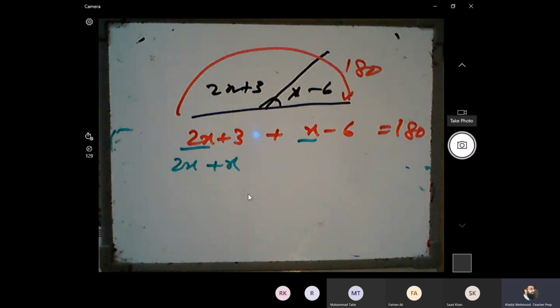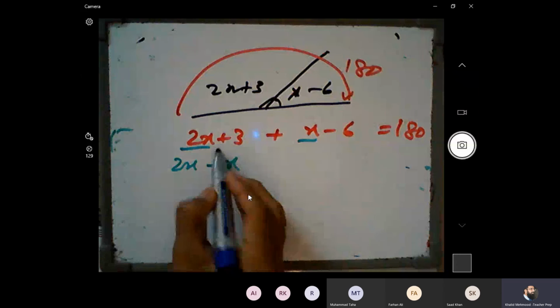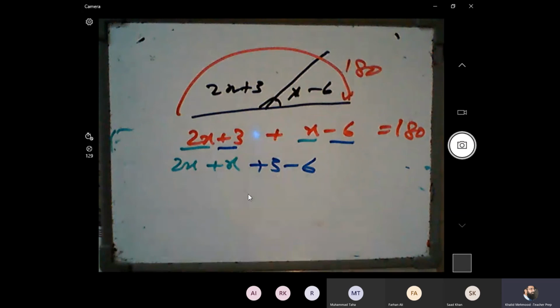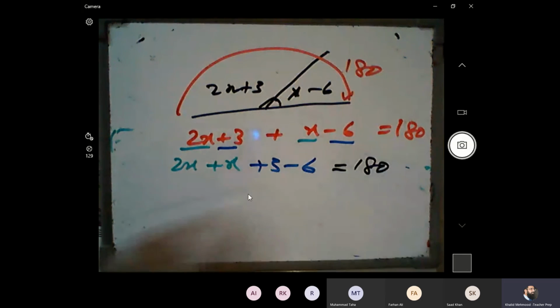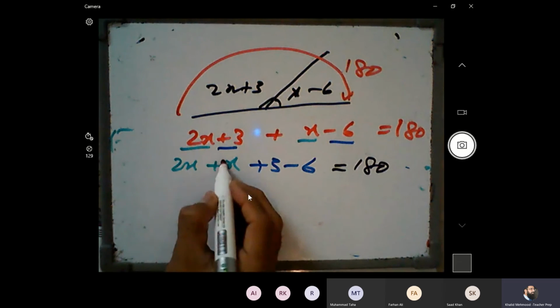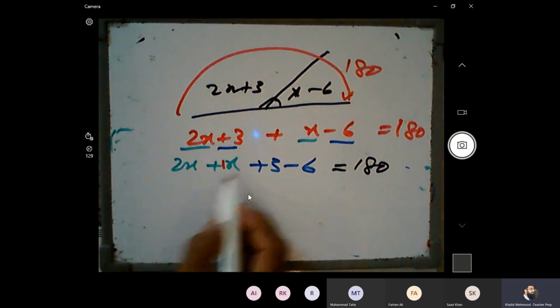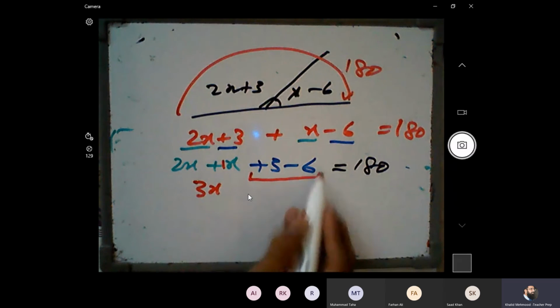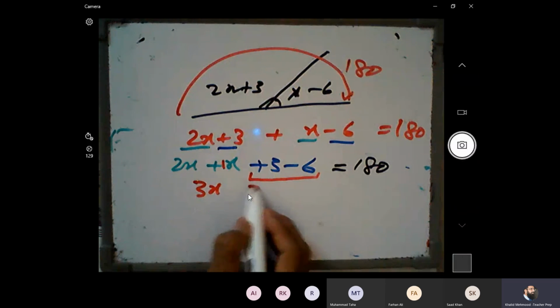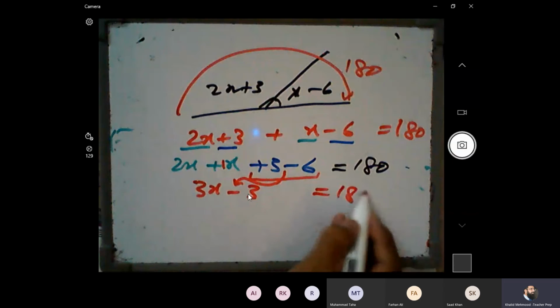There is 2x plus x, and then the next numbers are plus 3 and minus 6, so plus 3 and minus 6 is equal to 180. Now if there is x and no number, it means it has 1. So 2x plus 1x is 3x, and these are different signs, so we'll be subtracting. So 6 minus 3 is 3, and keep the bigger number's sign. So minus 3 is equal to 180.